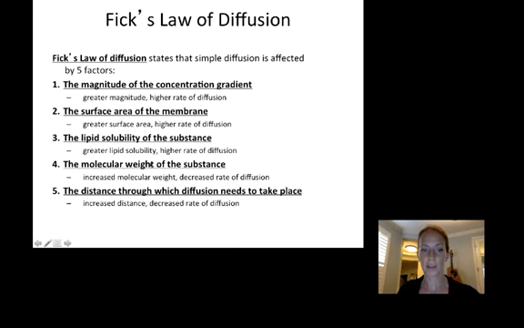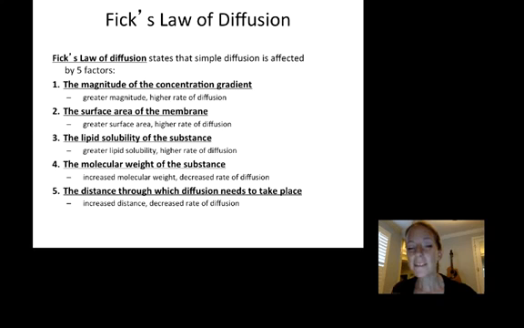How big the molecule is. Now this one is opposite. Just remember, big things move slow. So a big molecule, which has high molecular weight, will slow that molecule down. It will not diffuse as well. It'll decrease the rate of diffusion. And last is the distance. Again, this one is the opposite. The farther a molecule needs to travel, or the bigger distance it takes to cross that membrane, some membranes that are very thick, will decrease the rate of diffusion.